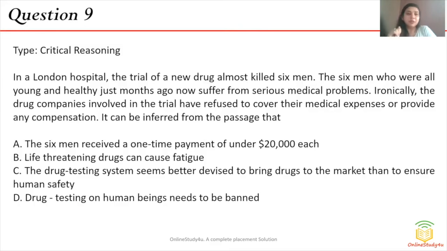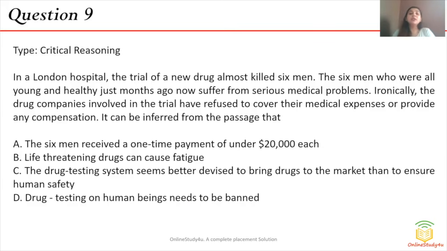What is it that we can infer from this passage? The 6 men received a one-time payment of under $20,000 each. Is that even possible? That's actually the opposite, because the company refused to pay anything. So A is not possible, no money was received. Life-threatening drugs can cause fatigue. Now, we do not know if they can cause fatigue or not. We know there are serious medical problems. Now, we do not know if they are talking about fatigue. The drug testing system seems better devised to bring drugs to the market than to ensure human safety. So it's saying that the drug safety system is basically designed to bring drugs to the market rather than to ensure human safety. But nothing about the drug safety system as such has been spoken about. We're actually talking about drug testing.